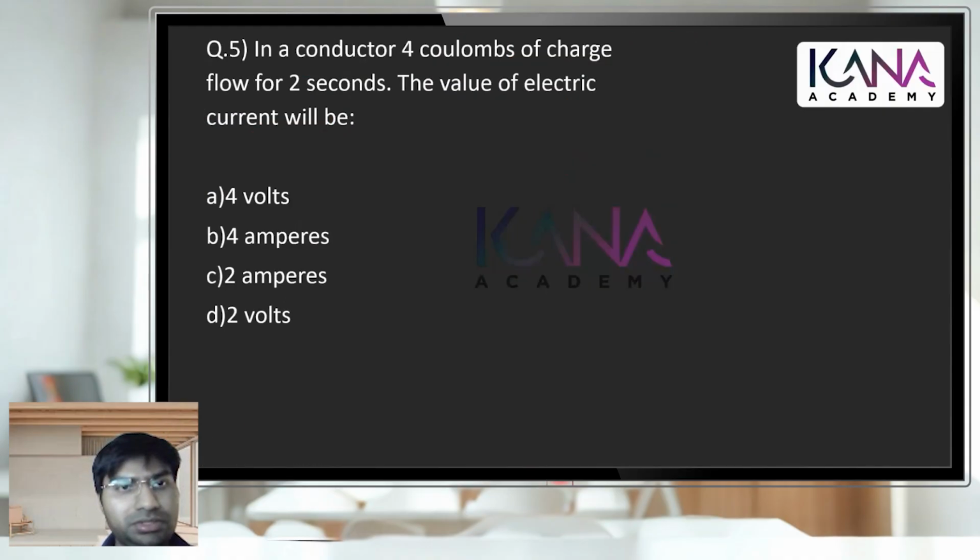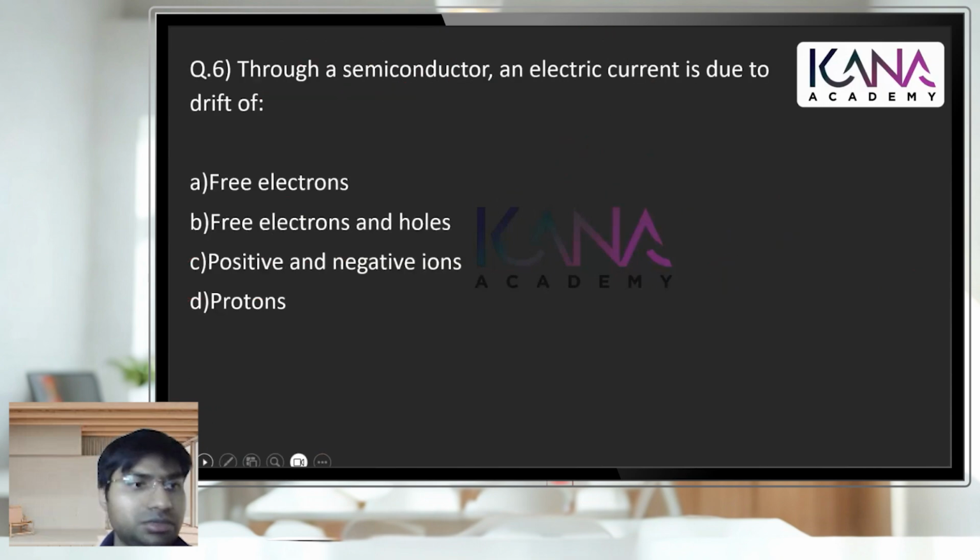Next question. In a conductor, 4 coulombs of charge flows for 2 seconds. What is the value of electric current? So the solution for the fifth one: Q is 4 coulombs, flowing in 2 seconds. I equals Q by T, so it's 4 by 2, which is 2 amperes. It's straightforward.